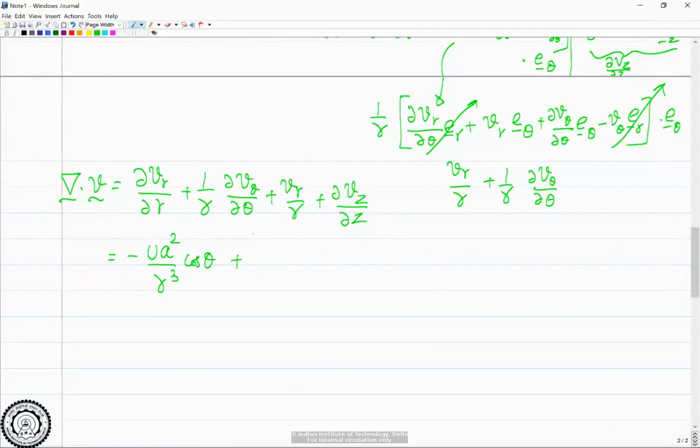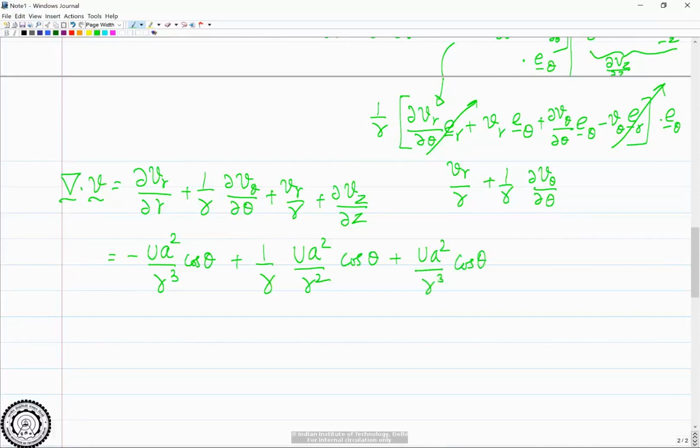plus 1 by R del V theta by del theta, which is plus 1 by R into UA square by R square, and this becomes cos theta, I guess. Yes, this becomes cos theta. And then you have one more term, Vr by R. And what is Vr by R? That's UA square by R cube into cos theta.